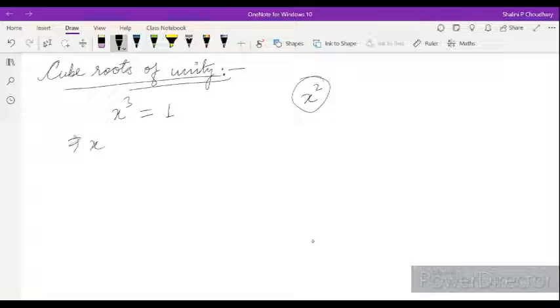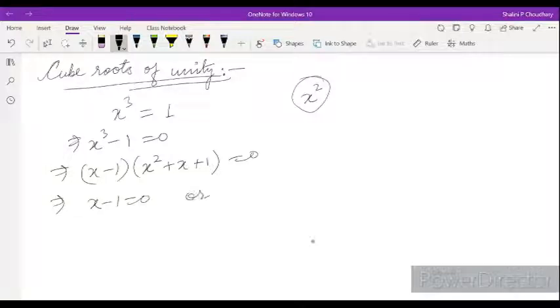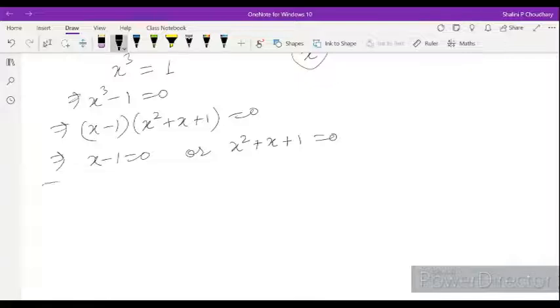It means x cube minus 1 is equal to 0. Now if we take x minus 1 common, what will be left behind? x square plus x plus 1 is equal to 0. It means either x minus 1 is equal to 0 or x square plus x plus 1 is equal to 0, right? So one solution we got here, x is equal to 1.